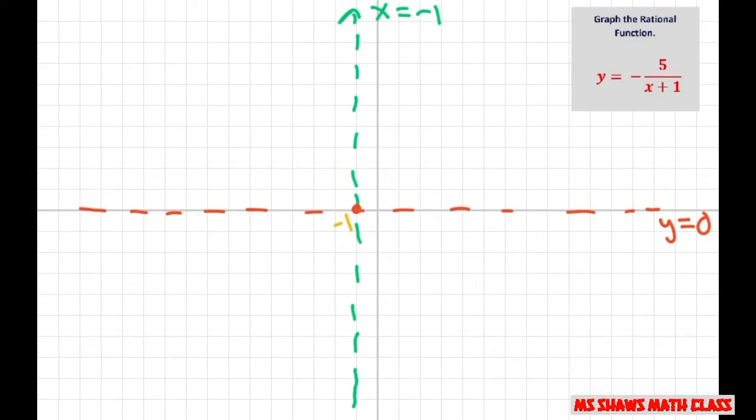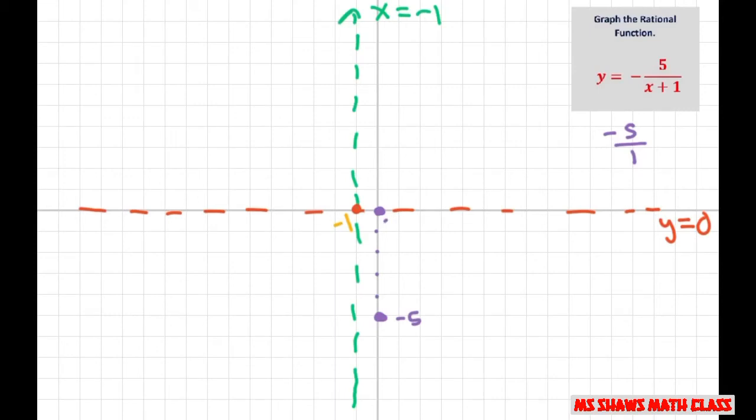So this is -1. So what I'm going to do is plug in some points. I'll just go ahead and plug in 0. I want to see what's going on the right-hand side of x equals -1 and what's going on the left-hand side of x equals -1. So I plug in 0 here, not -1. I'm going to get -5 divided by 1. So at 0, we're at -5. This is -5. All right.